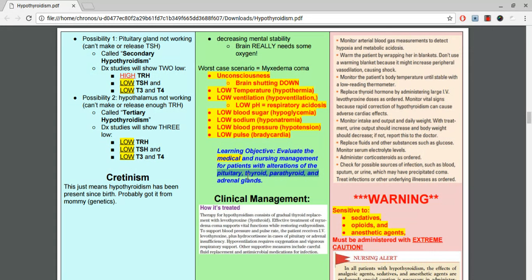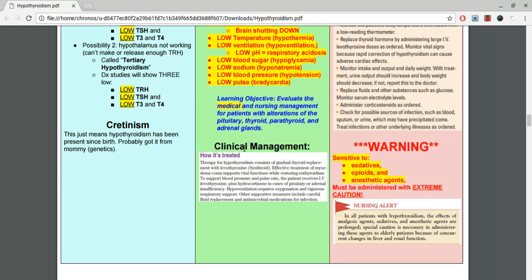So here's another learning objective. Evaluate the medical and nursing management for patients with alterations of the pituitary gland, the thyroid, the parathyroid, and the adrenal glands. So let's look at the medical management. We as nurses, the focus is mostly nursing considerations, so I emphasized more on nursing consideration, but I just wanted you to touch base on the medical management just so you could be a little bit knowledgeable about that.